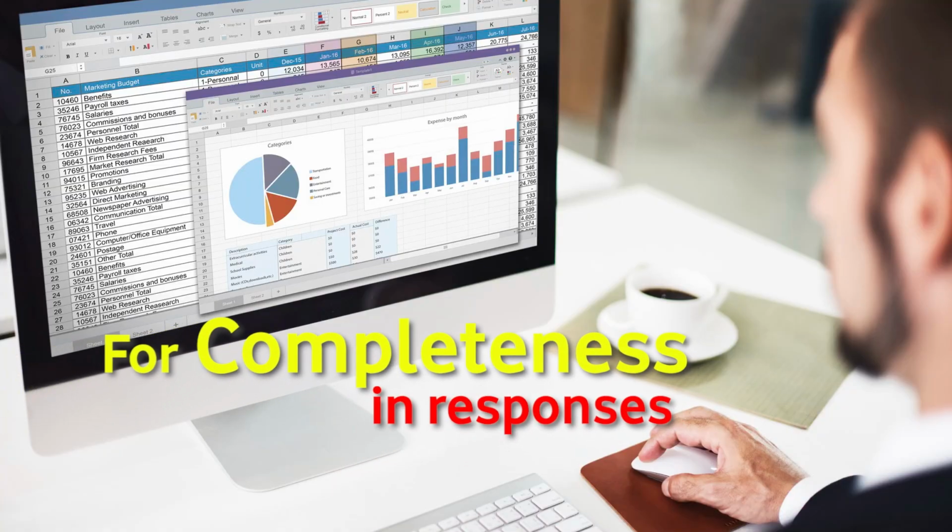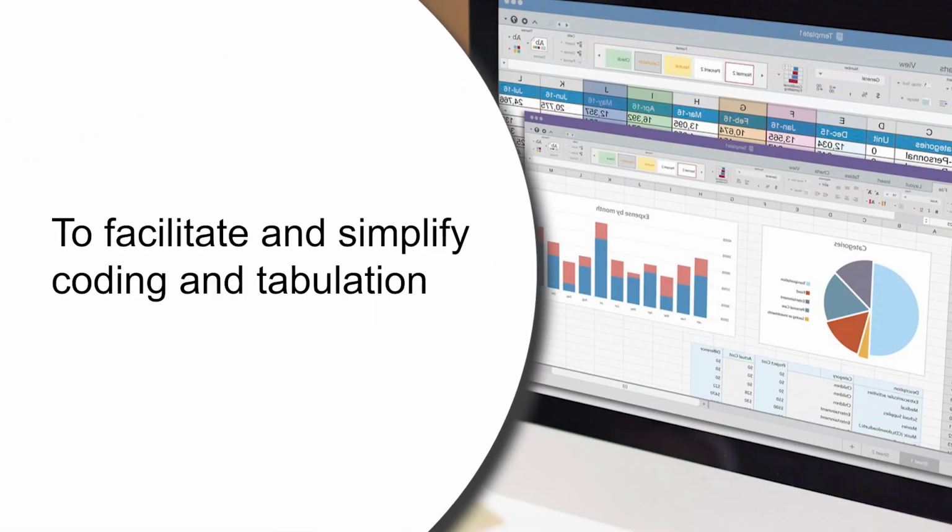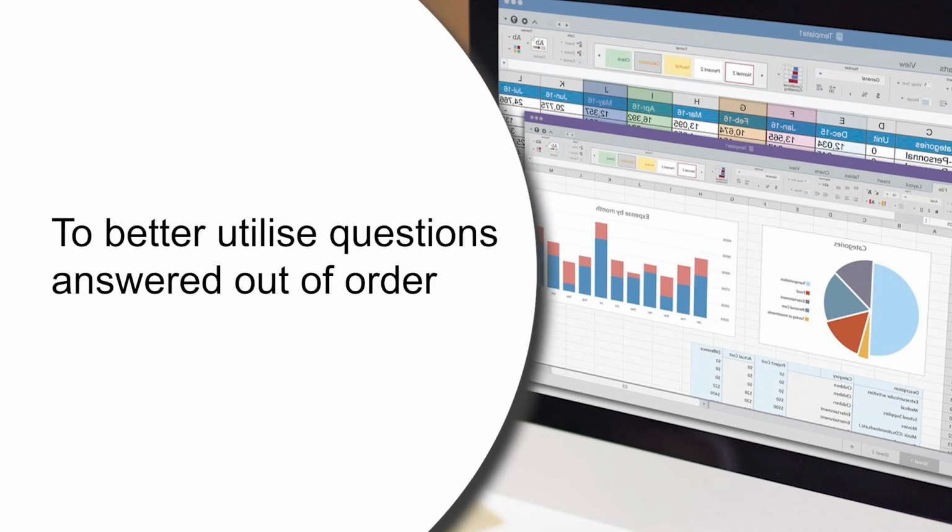So at the same time, editing is also done to ensure completeness in the response, and to facilitate and simplify the coding and the tabulation, right? So this is how data editing is carried out, and to better utilize the questions answered out of order, right? This is how data editing is done to ensure the quality of the entire data that we have collected, right?